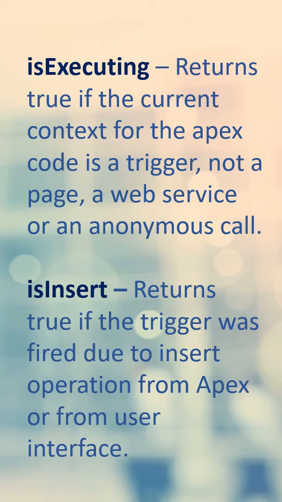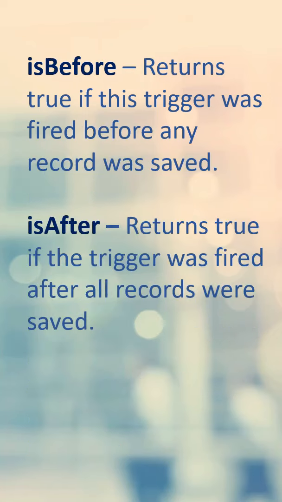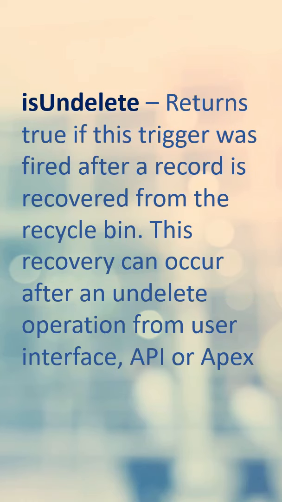isInsert returns true if the trigger was fired due to an insert operation. isUpdate returns true if the trigger was fired due to an update operation. Similarly, isDelete returns true if the trigger was fired due to a delete operation. isBefore returns true if the trigger was fired before any record was saved, and isAfter returns true if the trigger was fired after all the records were saved. isUndelete returns true if this trigger was fired after a record is recovered from the recycle bin.